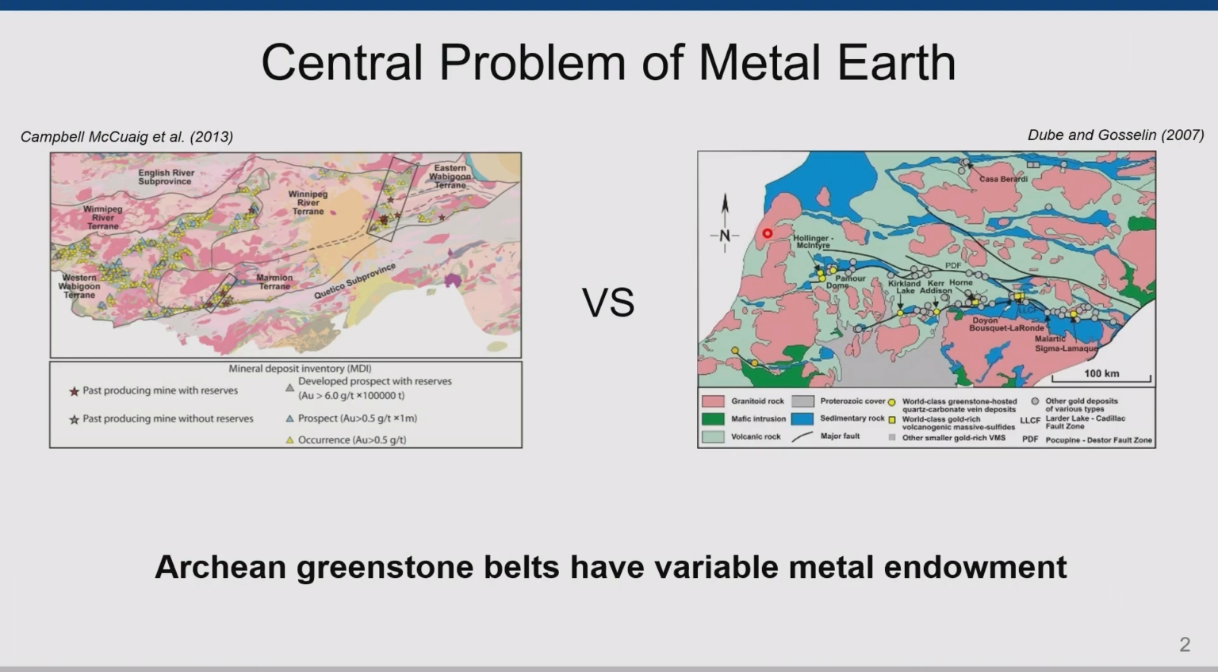So I always have to pump this a little bit. This is really the central problem of Metal Earth, and that's that Archean greenstone belts have variable metal endowment. What's really interesting is that this variable metal endowment is present at different scales. But what's crucial is that it's present at the belt scale, right? We see a difference at the belt scale, and we see a difference at the assemblage scale. What this means is that we're looking for either a process or a feature at the belt and/or assemblage scale that can explain that difference, right? So you're looking at a commensurate process or feature to explain that difference at a similar scale.